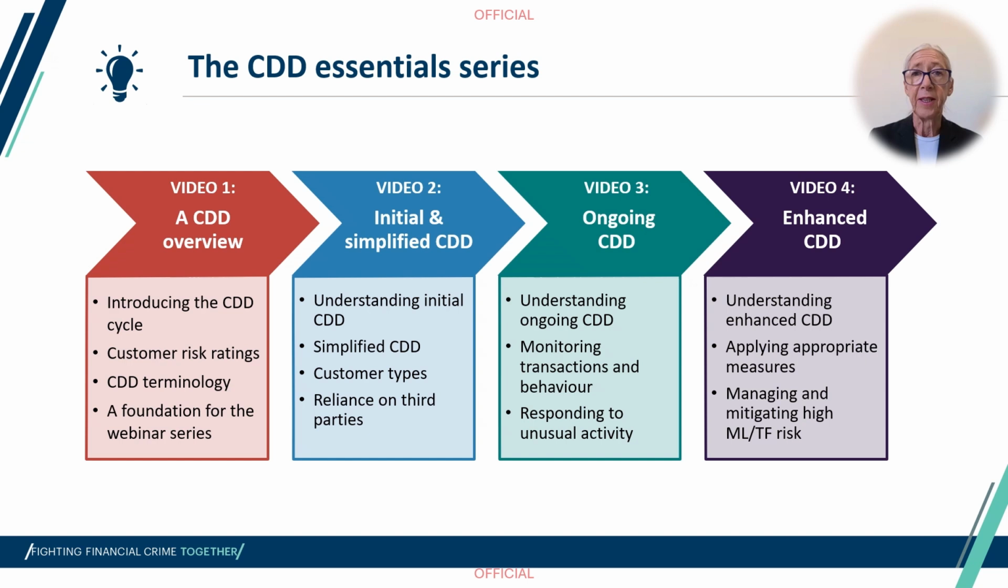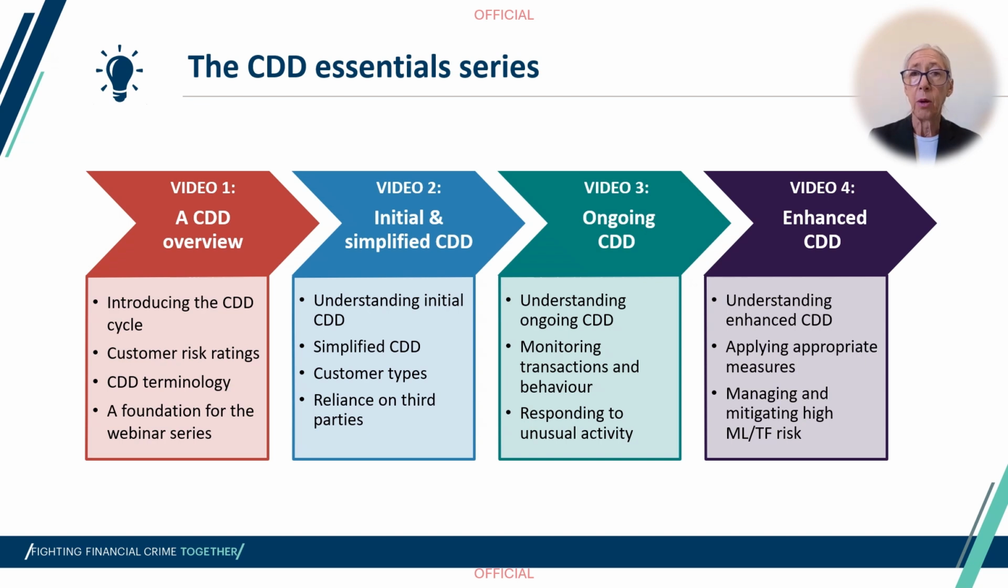There are 4 videos in the CDD Essentials series. Video 1 is a CDD overview where we provide a concise look at the CDD cycle, explore customer risk ratings, and define essential terminology. Video 2 explores initial CDD and simplified CDD, including when and how each applies. We also touch on delayed initial CDD, pre-commencement customers, and reliance on third parties.